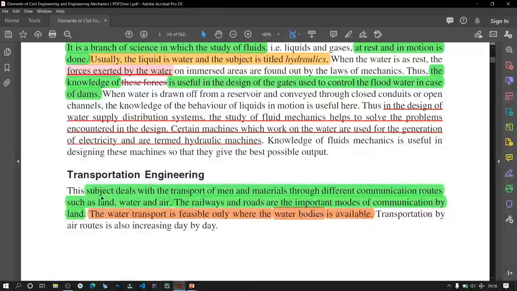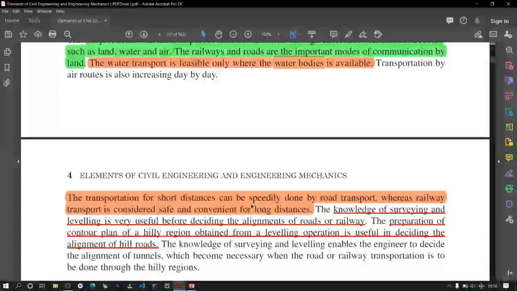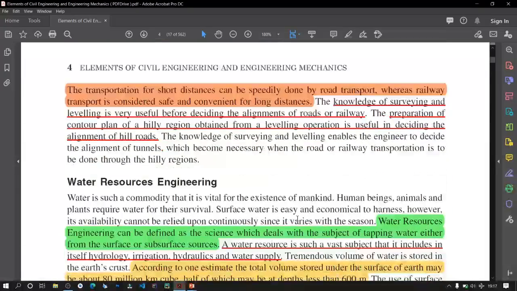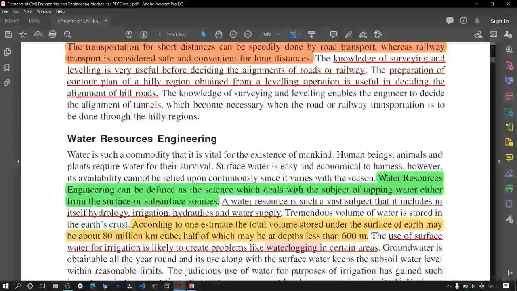Now, transport engineering is the subject that deals with the transport of men. It's mainly the transport work done. The highlighted part is enough. The underlined part you just have to read. Now, water resources engineering can be defined as a science which deals with the subject of tapping water.